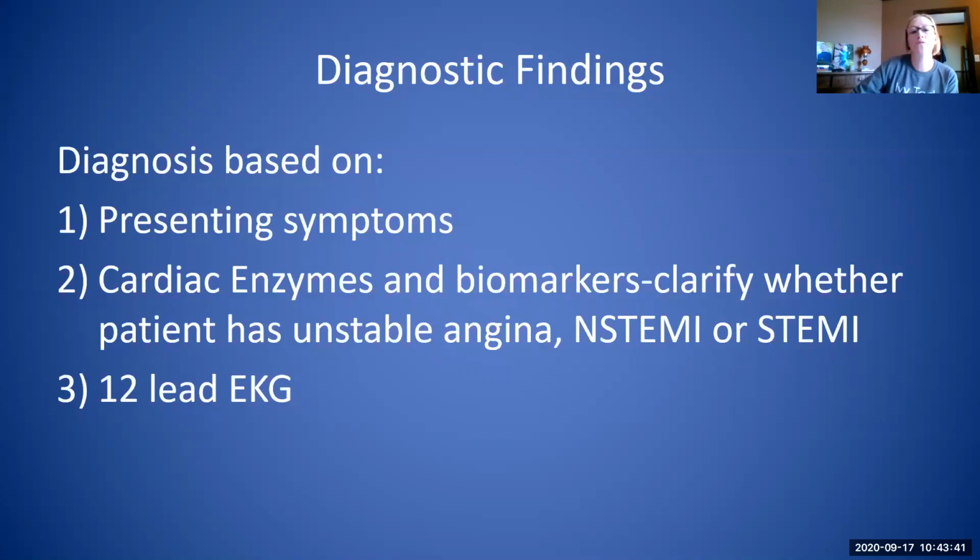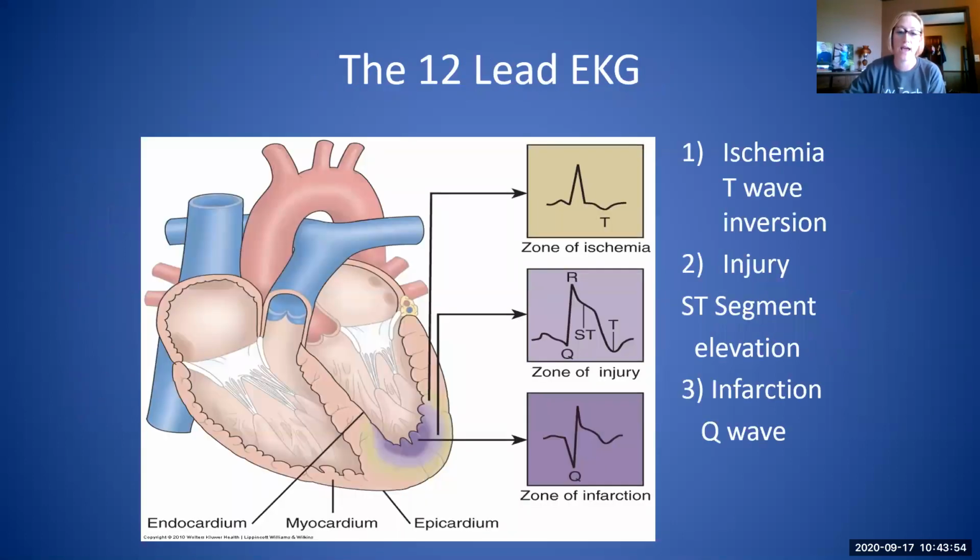And then our 12-lead EKG. So then our 12-lead EKG is going to tell us whether it's a non-STEMI or a STEMI. You know, our enzymes will tell us if it's an MI or not, but then our 12-lead is going to tell us what type. So that is where we start looking at our ST segment.